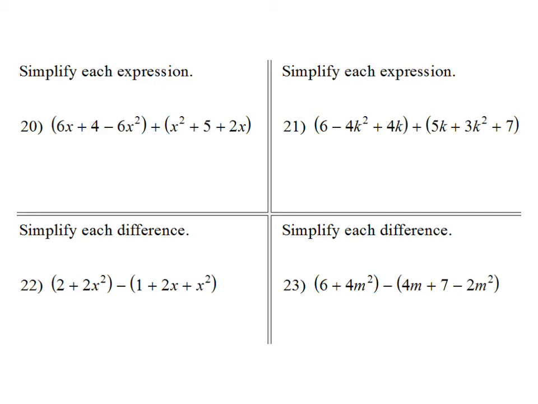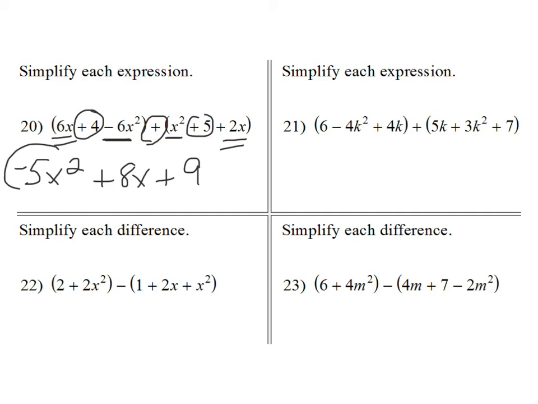Simplify each expression. So now we're moving into the next chapter. And here we're adding polynomials. So remember, when we add polynomials, we add like terms. I always want to write them in descending order. So I have the ones that have the same variable raised to the same exponent. Negative 6 plus 1 would be negative 5, x to the second. Then I have x plus 2x, because these are like terms, would be 8x. And then 4 plus 5 would be plus 9. And there's my final answer.